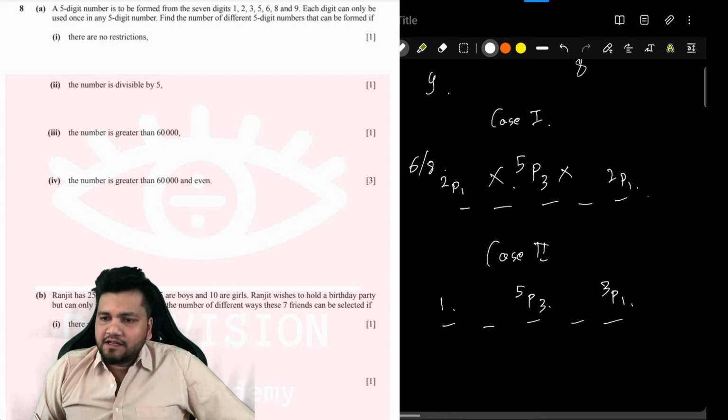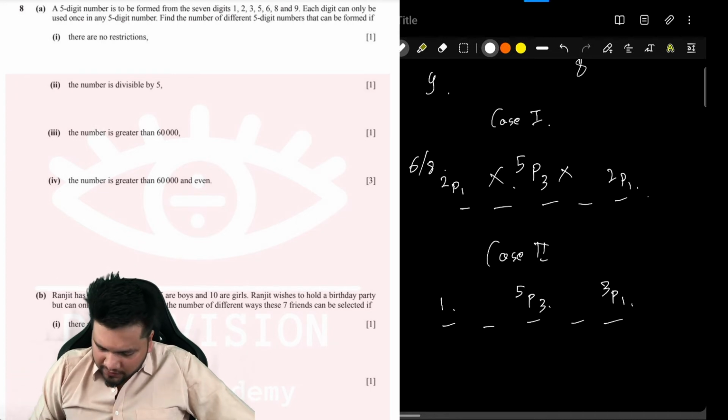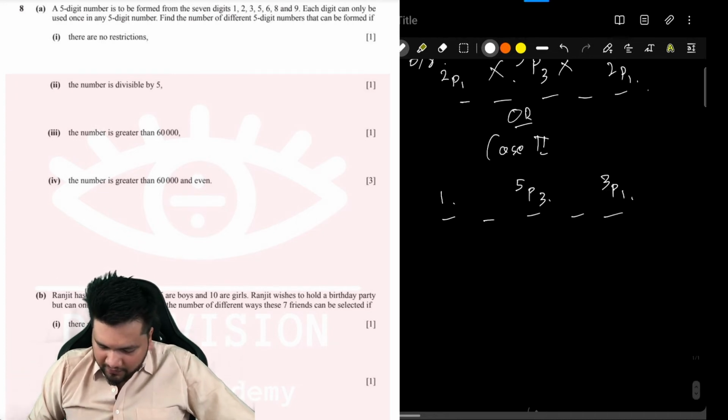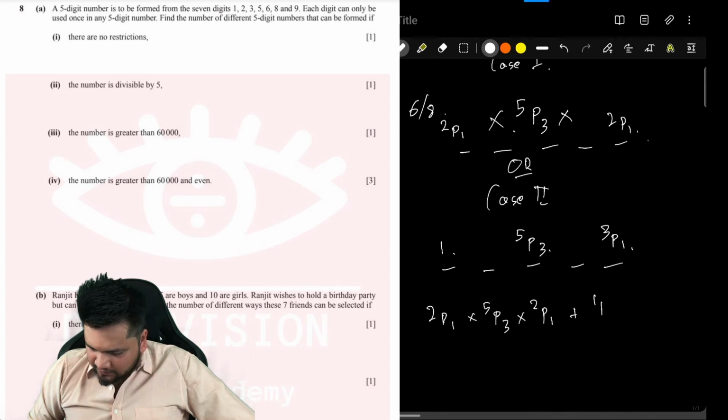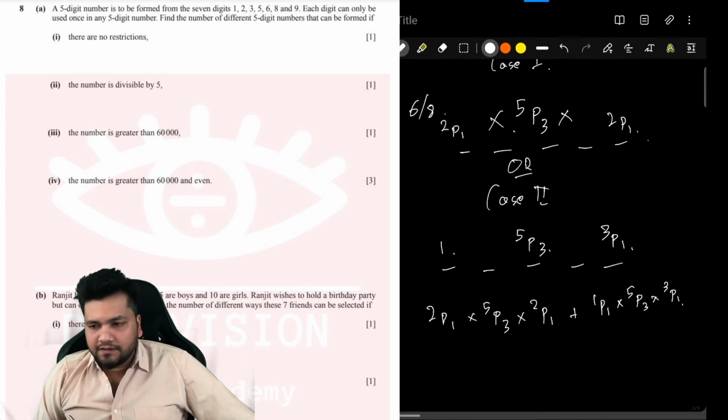Now these are optional cases, right? Either case 1 or case 2. So we are going to add in between. So my final formula would be 2p1 into 5p3 into 2p1 plus 1p1 into 5p3 into 3p1. That's going to be my answer.